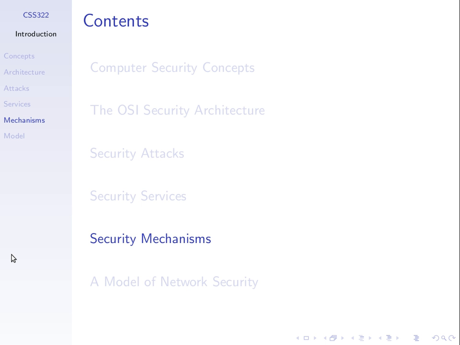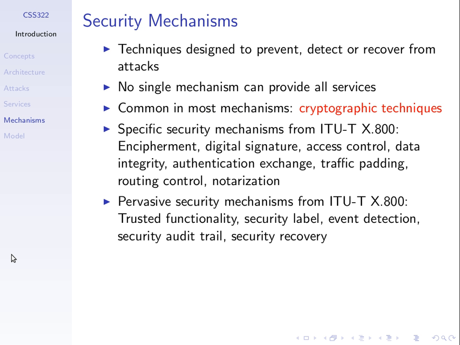The last part, so the 3 aspects: attacks, services, mechanisms. Mechanisms are the things that are used to implement those services. How do we provide confidentiality? How do we provide authentication? They are the security mechanisms.